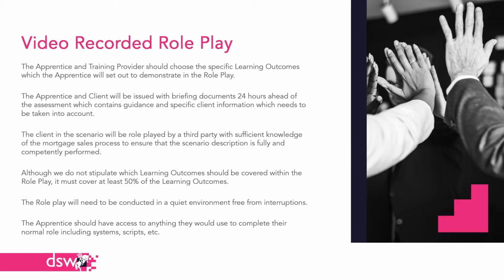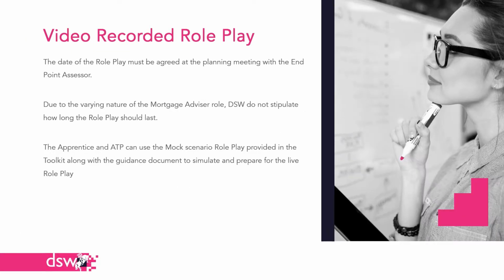Although we do not stipulate which learning outcomes should be covered within the role-play, it must cover at least 50% of the learning outcomes. At the planning meeting, the apprenticeship training provider and endpoint assessor will agree a date for the role-play to take place and a date for it to be assessed.